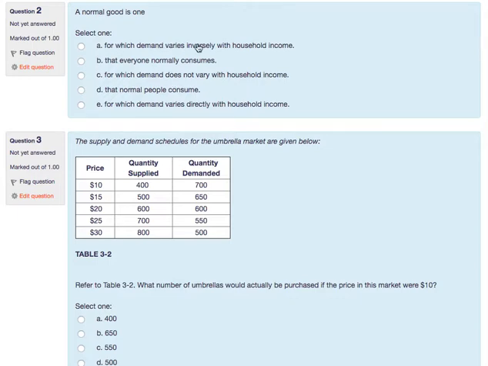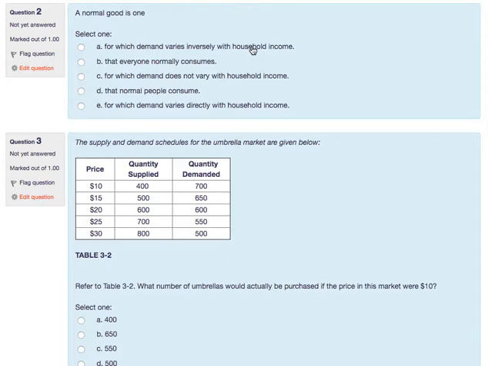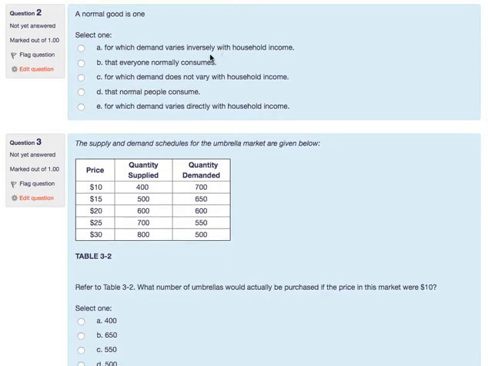So "for which demand varies inversely with household income" is not right. It's in the opposite direction. "That everyone normally consumes" is not the definition of a normal good. Maybe some people consume it, but if we think about wine or scotch or things like that, I'm not trying to assume that everyone consumes it. I'm just saying that the people who do consume it, if they earn more income, will consume more. "For which demand does not vary with household income" is false. That would be like a good that is not related to income. "That normal people consume" is very similar to the answer in B, which is wrong.